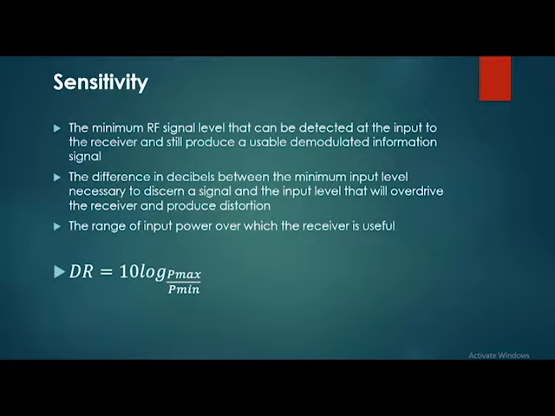Sensitivity is the minimum RF signal level that can be detected at the input to the receiver and still produce a usable demodulated information signal. Dynamic range is said to be the difference in decibels between the minimum input level necessary to discern a signal and the input level that will overdrive the receiver and produce distortion. It is the range of input power over which the receiver is useful. Mathematically, the dynamic range is equal to 10 log of Pmax divided by Pmin.